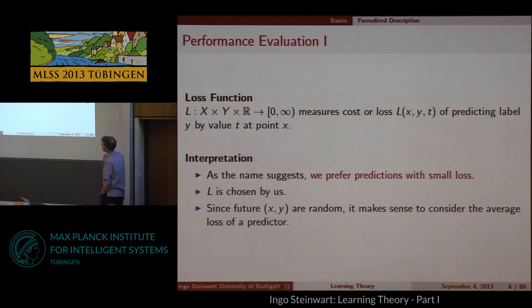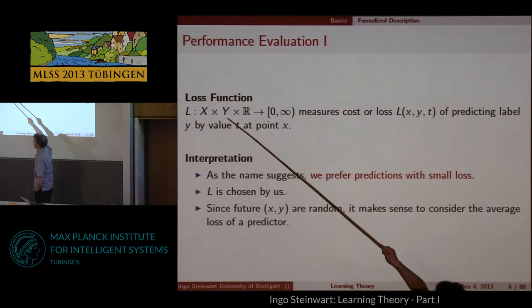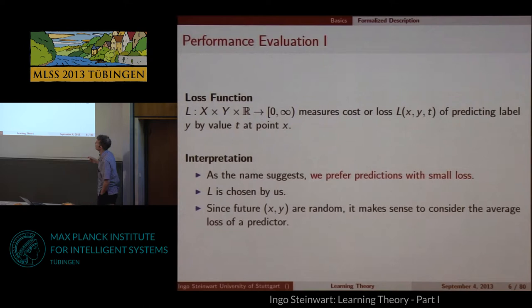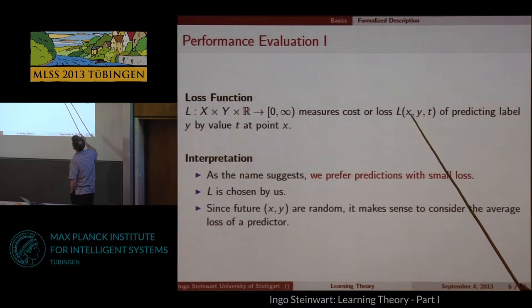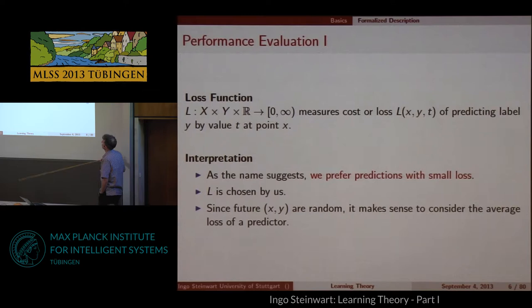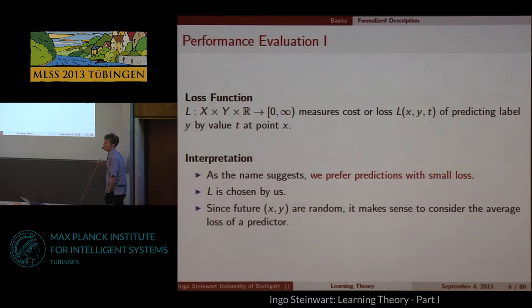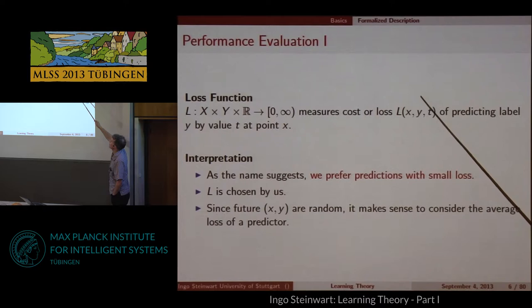A loss function basically is any function L which takes input-output pairs and predictions and maps these triples to some non-negative real number. And the idea of a loss function is that if I compute this value for an input-output pair and a prediction, then this value describes the cost or the loss we obtain by predicting the label y by t under the observation x. And the name loss indicates that these values are something bad, so we want to have small values. As the name suggests, we prefer predictions t for which this value is small, ideally always zero.